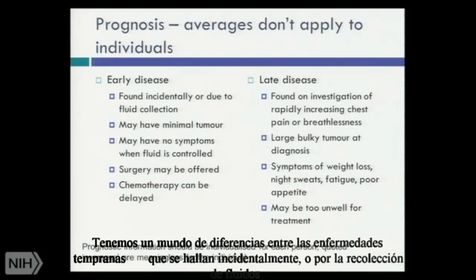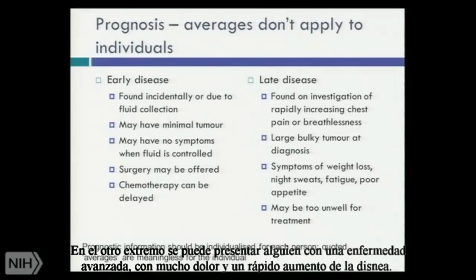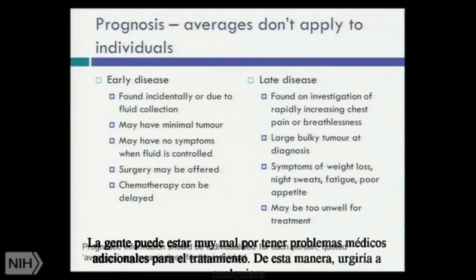We have a world of difference between early disease that is found incidentally or due to a fluid collection, and that person may have minimal tumour, no symptoms, and treatment can be delayed or surgery offered. And then at the other opposite extreme, we've got somebody who presents with very late disease, with a lot of pain, rapidly increasing breathlessness, a bulky tumour, and all of those symptoms of weight loss, night sweats, fatigue and poor appetite. People who may be too unwell or have too many additional medical problems for treatment.